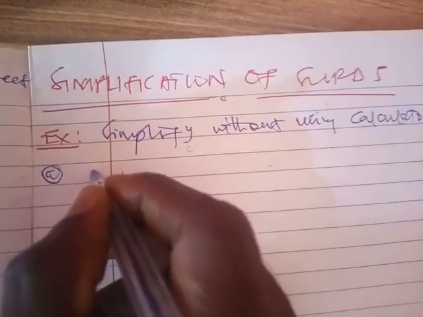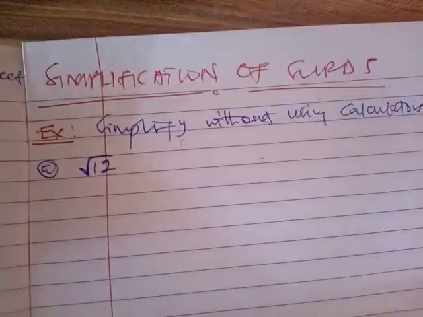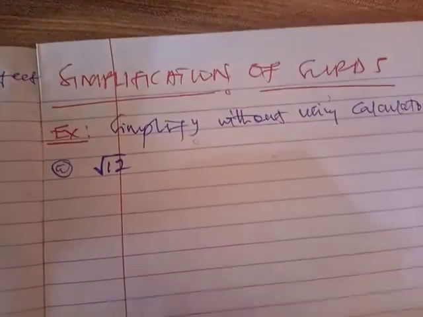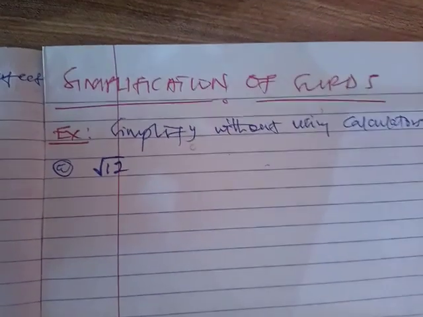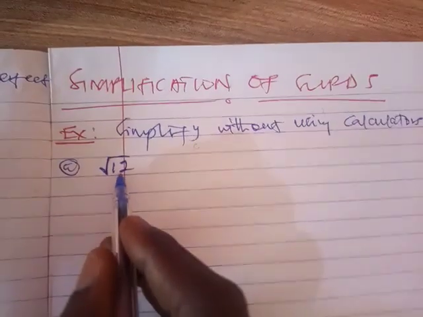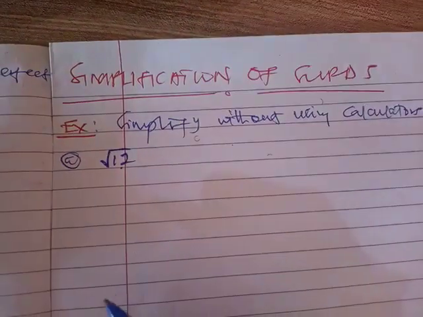So let's look at this first question. Let's say root of 12. Simplify root of 12 means that you are going to look for two numbers that when you multiply you get 12, of which one of the numbers should be a perfect square.